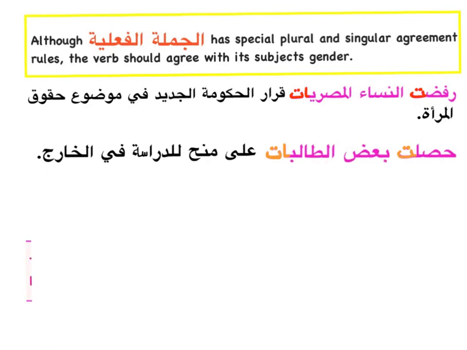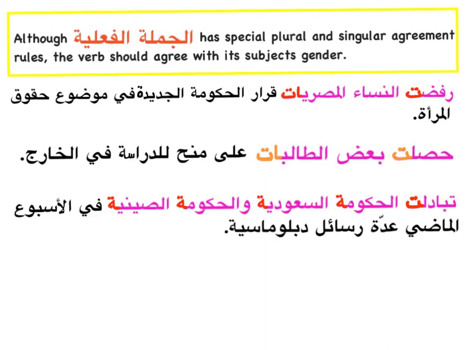Same for حصلت بعض الطالبات على منح للدراسة في الخارج. So بعض الطالبات, حصلت, the students are feminine, so it agrees with it, but it doesn't agree with it in number. And also here تبادلت الحكومة السعودية والحكومة الصينية في الأسبوع الماضي عدة رسائل دبلوماسية. You have تبادلت because the Saudi government and the Chinese government is feminine, but it's considered plural because it's two entities. تبادلت didn't take the number, but it took the gender.